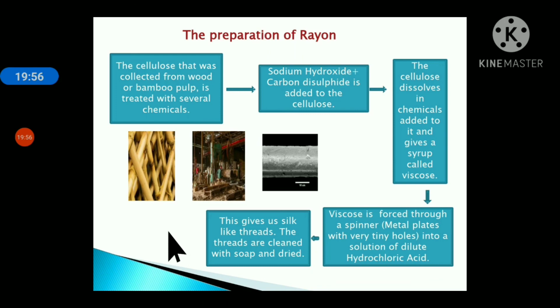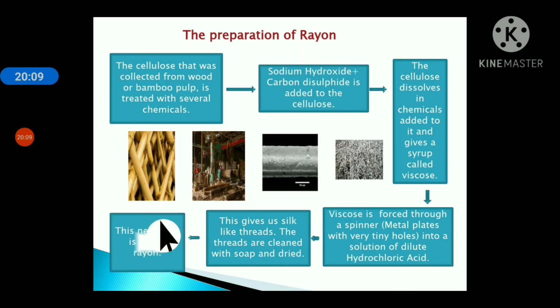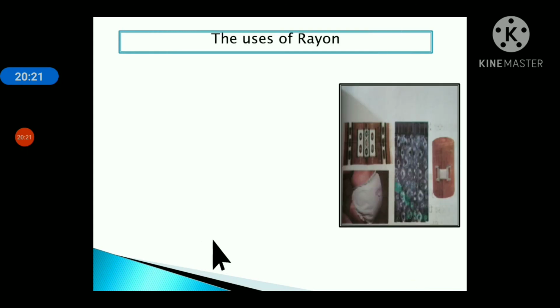See here children, this type of very shiny threads we will get. We can color them also. This gives different types of rayon fibers, the new fiber which is called rayon. Okay children. Next, the uses of rayon. What is this? Bandage. Very good. Next, this is a carpet, and bed sheets and diapers.